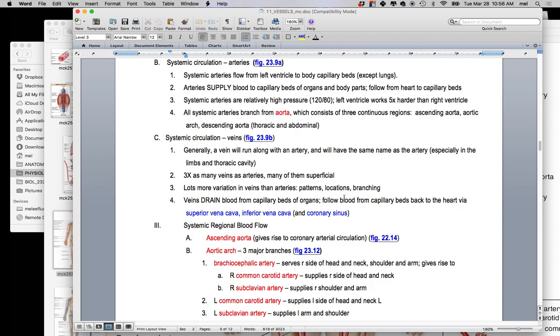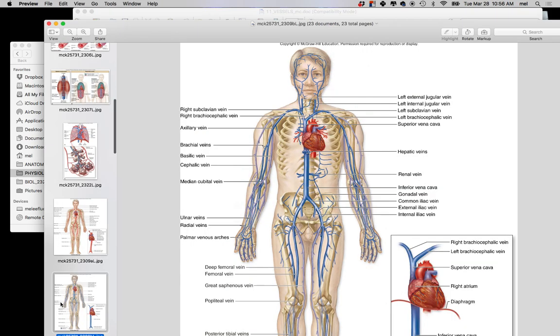So systemic circulation with arteries, you follow them all back to the aorta. It all goes back to the aorta. With systemic venous circulation, it is all going to end up in one of 3 places. It's going to either end up in the inferior vena cava if it came from below the heart, right? The superior vena cava if it came from above the heart. And what vessel if it came from the heart? Coronary sinus, right?